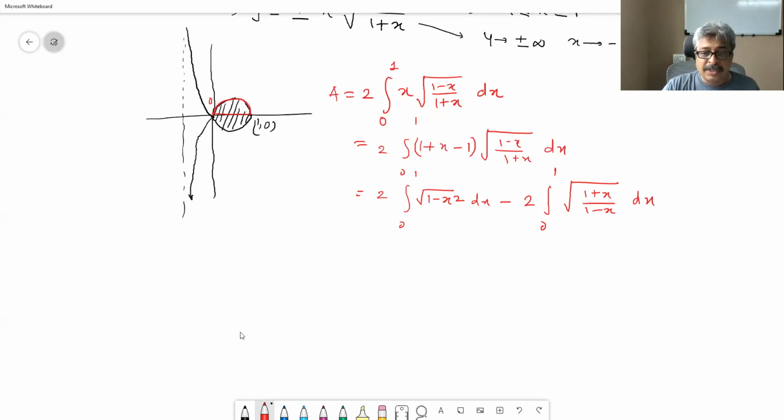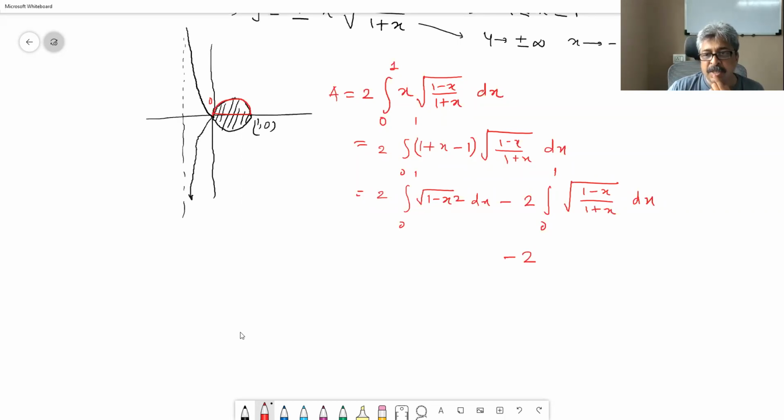So what should we do? I think we can deal with this independently, and therefore we need to pay attention to this. Again, you are supposed to what? 1 minus x upon 1 plus x.